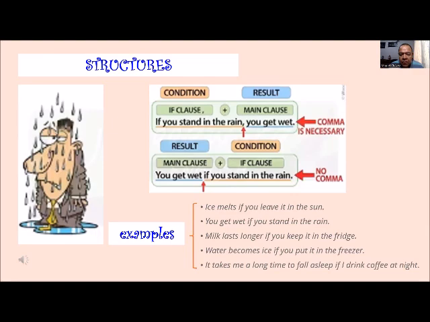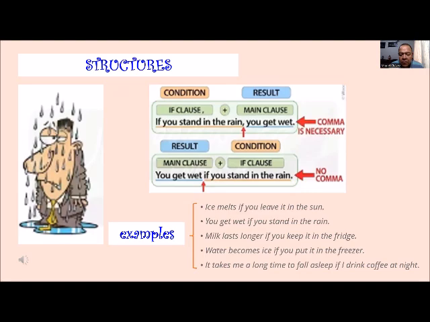But we can also change the order of the sentence and have the main clause, the result, before the if clause, the condition. How can we change our example sentence, If you stand in the rain, you get wet, to this order? We say, you get wet if you stand in the rain. Note that with this order, we do not use a comma between the clauses. Let's see other examples of this second order where the comma is not necessary.